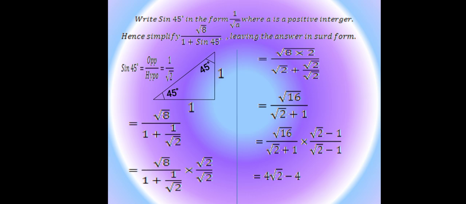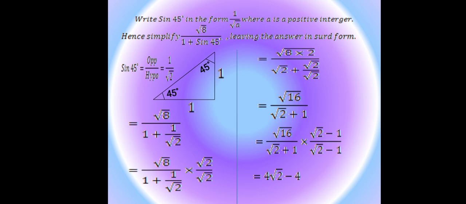Now, sine 45 is the opposite side over the hypotenuse. Since this triangle is isosceles, we shall assume one side is 1, then the other is automatically 1, and then the hypotenuse will be the square root of 1 squared plus 1 squared. So the hypotenuse will be the square root of 2, and sine 45 will be 1 all over the square root of 2.